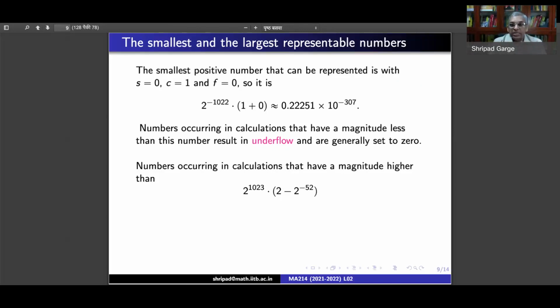So that number is represented by this, and any number which occurs in our calculations with a magnitude higher than this will result in what is called an overflow. The machine will be full and it will start to overflow, and it will typically cause the computations to stop. Then the machine will say that it cannot do the computations further. So these are the two extreme possibilities that will happen.